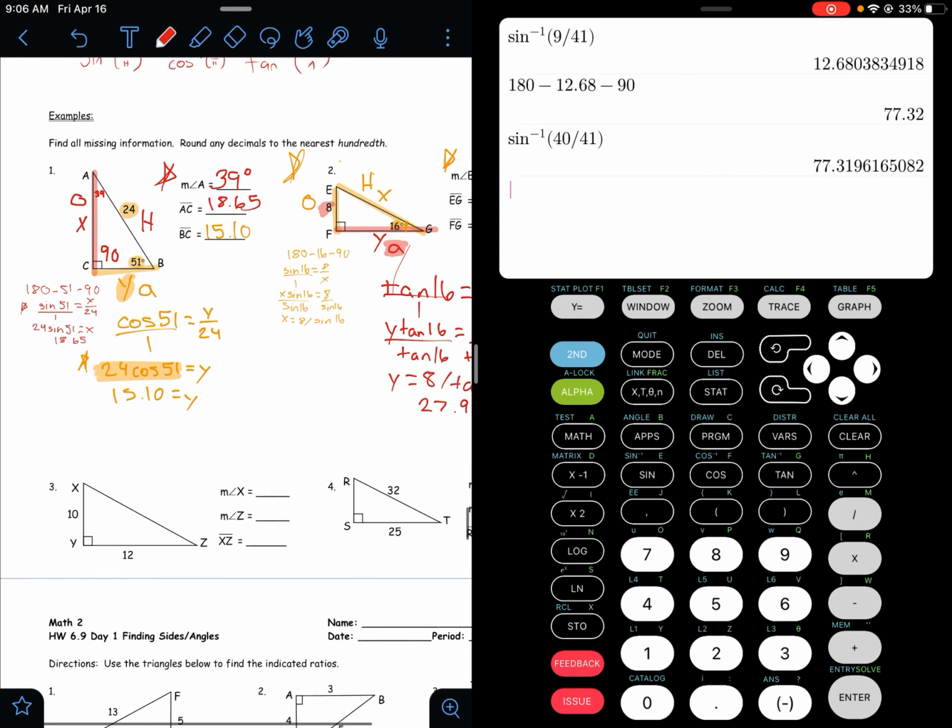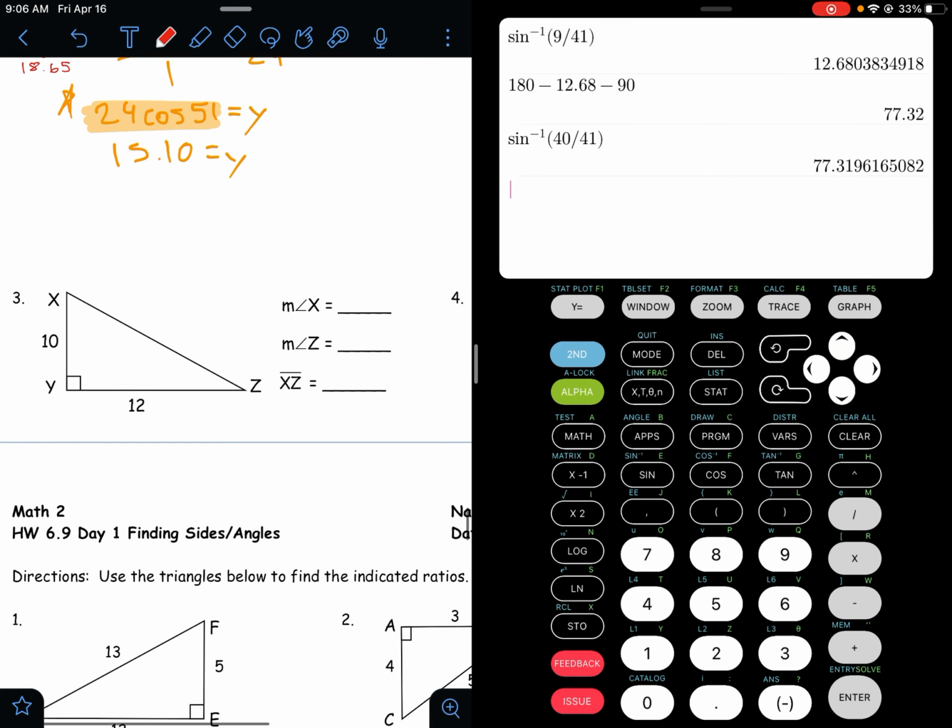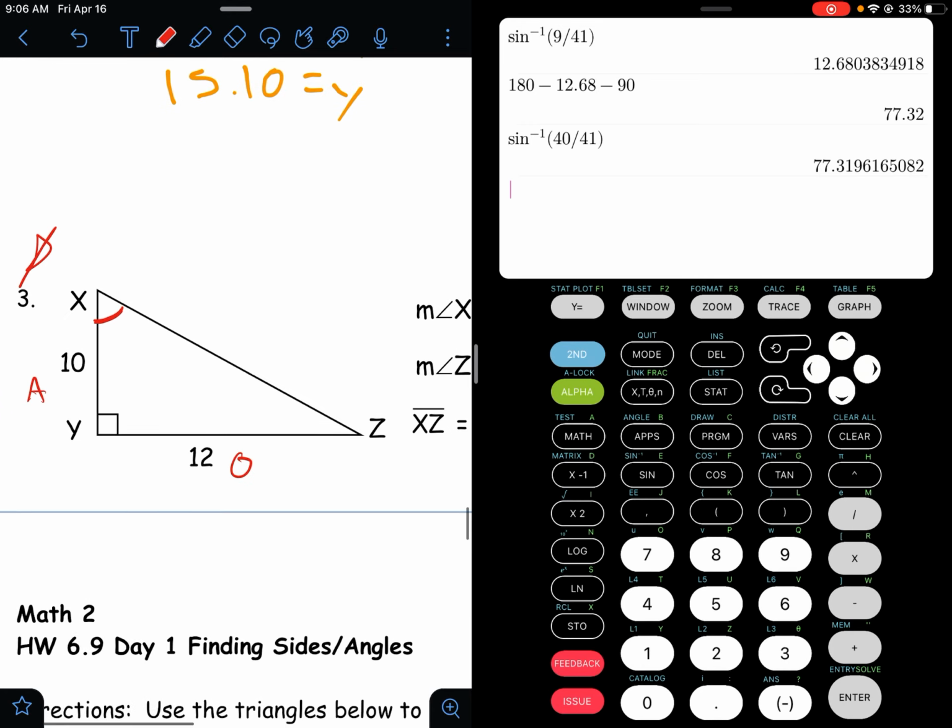So let's go ahead and try some of the examples here. Here they want us to solve for angle x. So let's mark angle x. If we mark angle x, 12 is our opposite, 10 is our adjacent, right? So if we have opposite and adjacent, what trig function do I need to use? Am I going to use sine, tangent, or cosine? For opposite and adjacent, we're going to use tangent.